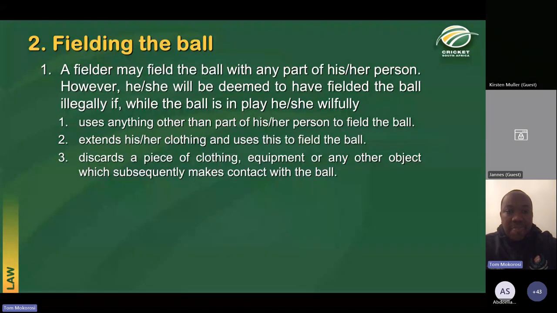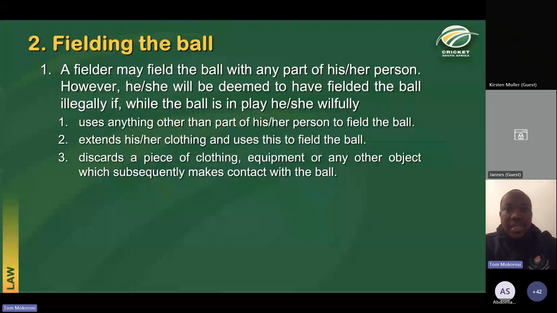And if a player discards a piece of clothing, equipment, or any other object which subsequently makes contact with the ball, that will then be deemed illegal fielding. And that describes the incident involving Babar Azam that we've just seen. Quite often you have wicketkeepers who run to the ball to field it, and because they want to throw without their glove on, they will discard the glove, as Rizwan did in that particular incident.